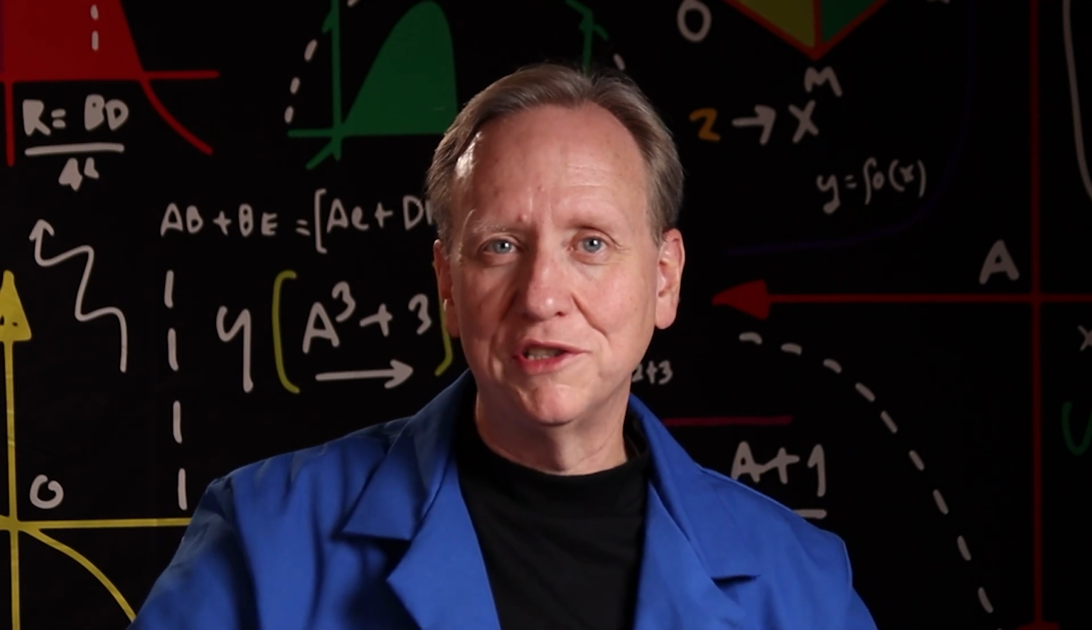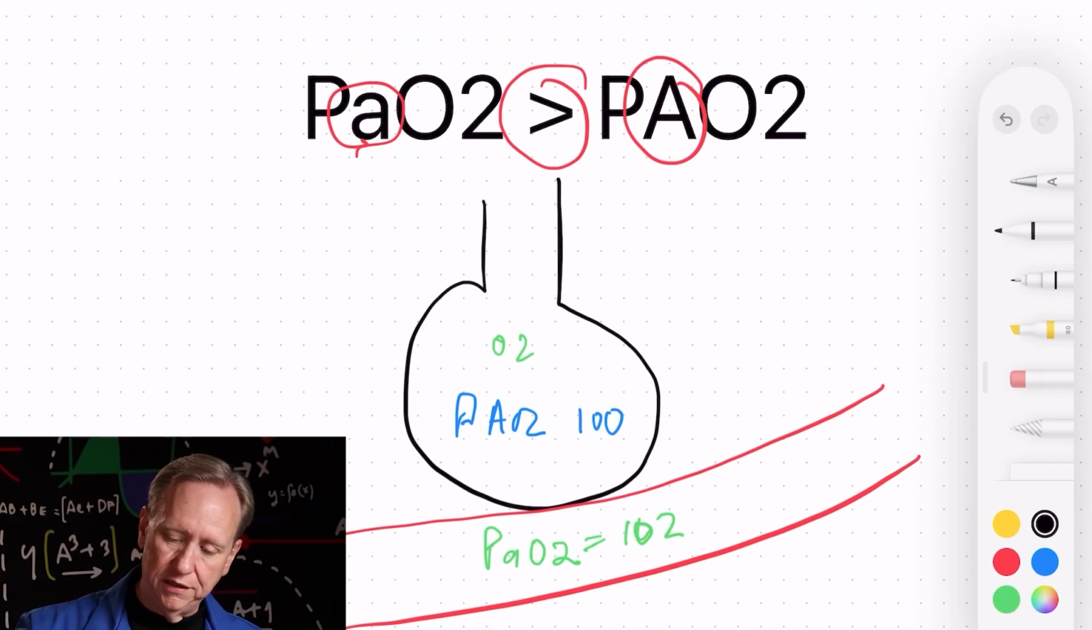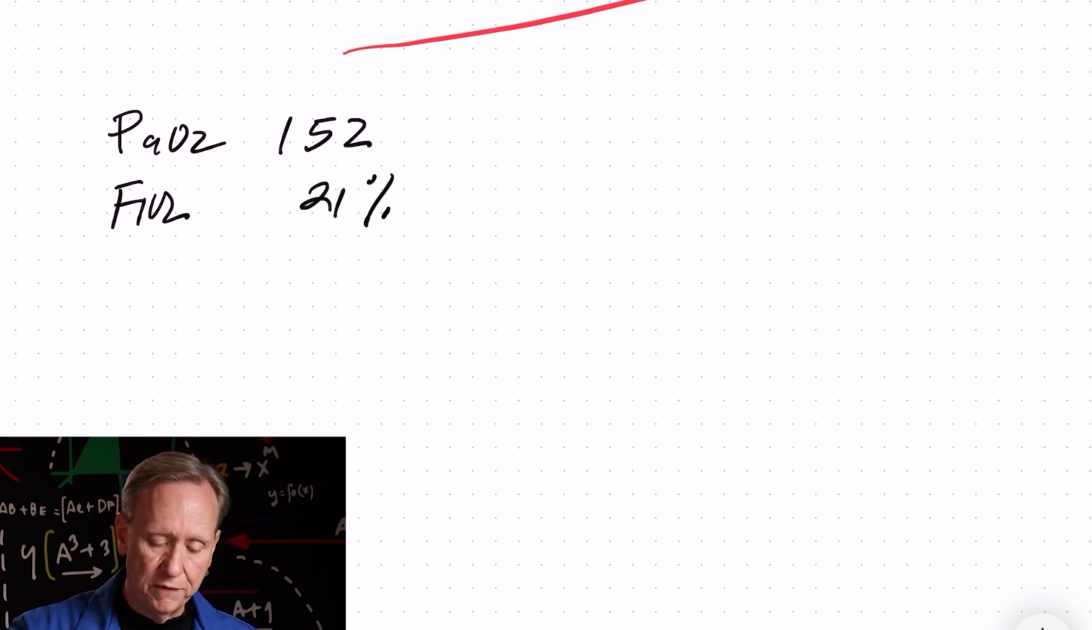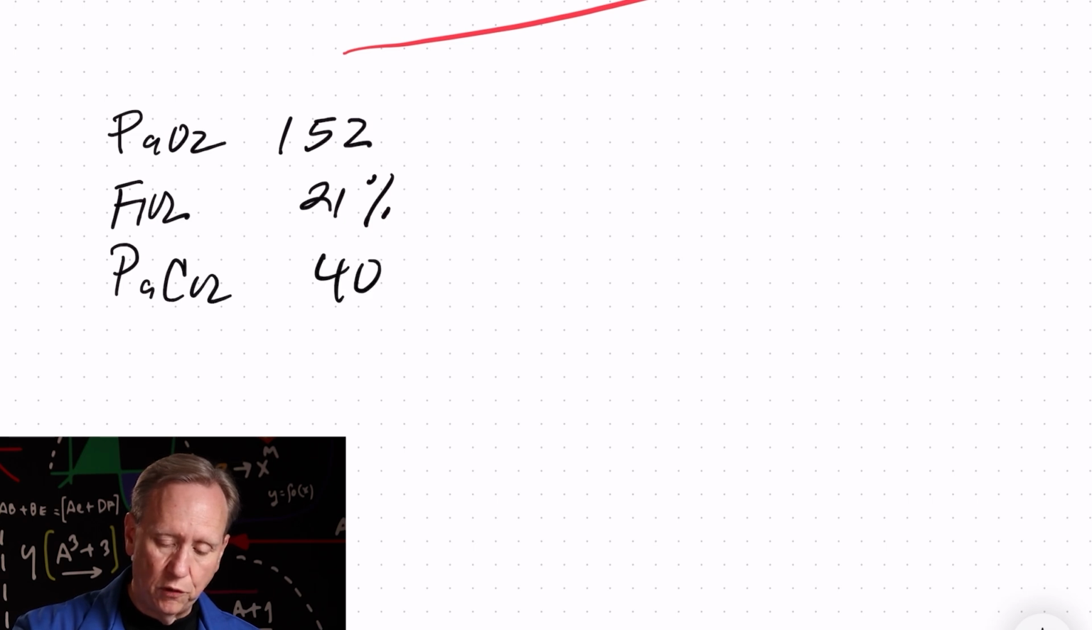Now, why do you need to know that? Because here's how it could present to you on the examination. All right, so let's take a look at this. So let's just pretend that we have somebody that we're getting a blood gas on. And we get a PaO2 of, let's just say we get 152. And we look at the FiO2 and we find out that they are only on 21%, so they're breathing room air. And of course also on the blood gas, we have a CO2 of about 40.